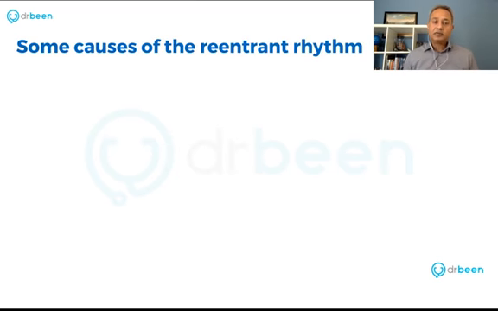Now, what are some causes of the reentry? As I just said, ischemia, fibrosis, irritation by external mechanical objects, or irritation by calcified plaque or some infective area or some fibrosed area, kind of irritating the things around it.